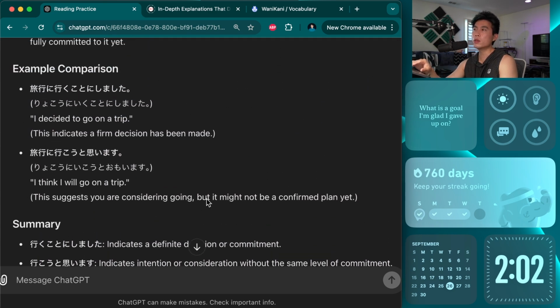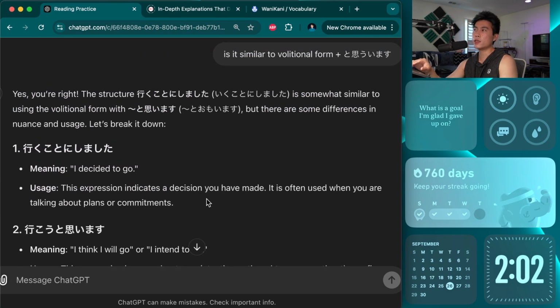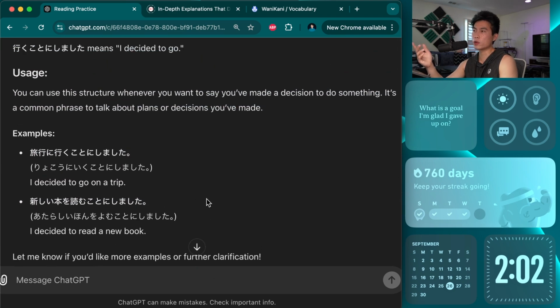But ni suru is something I learned in restaurants, like when you want to order something specific. And then you just say the name of whatever you want, like toriniku ni suru, like you want to order chicken basically. But I guess it can also be used for a verb with koto ni suru, or shimashita or shita. So ryoko ni iku koto ni shita, I decided to go on a trip.